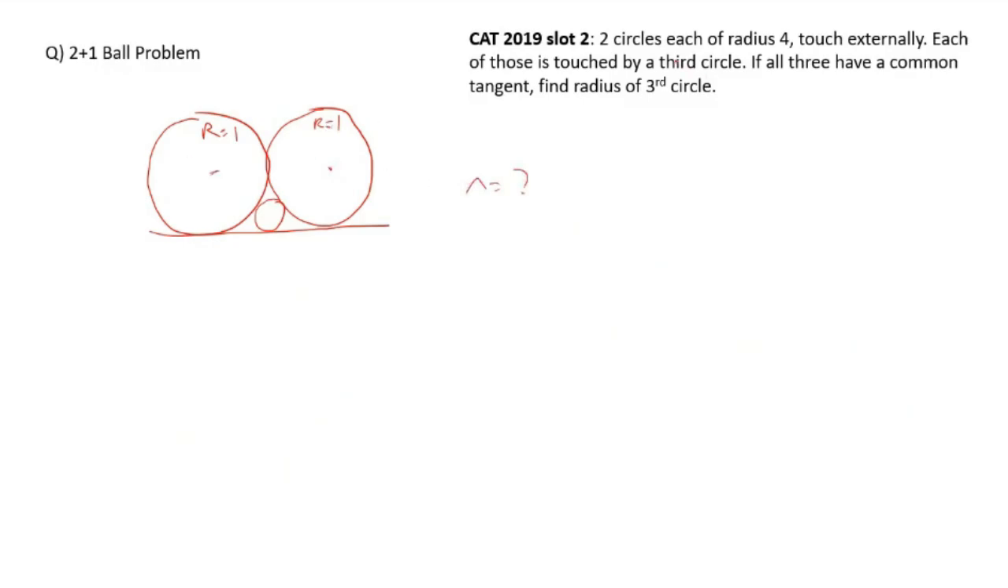In CAT, as you see, they ask the exact same question for r equal to 4, and then we'll use the same result. Basically, the question that came in CAT was that two circles touch externally, which are these two circles, and touch externally, as we just discussed, means that they are tangential to each other, they touch at one point. Each of those is touched by a third circle, which is this one. If all the three have a common tangent, which is this one, find the radius of the third circle. So it's the exact same setup, no change.